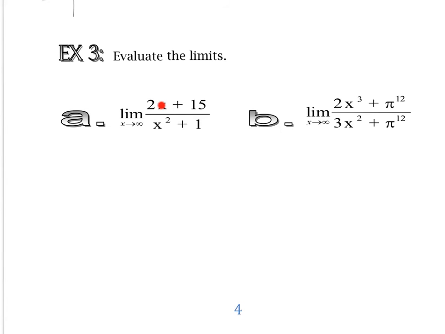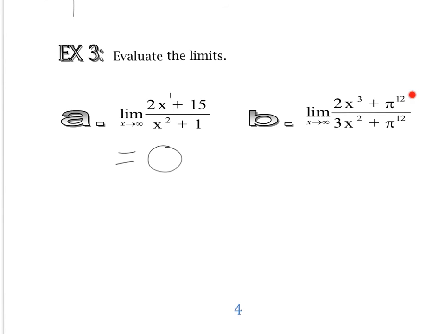First thing I notice is that this is a degree of 1, and down here there's a degree of 2. So that means the degree in the numerator is smaller than in the denominator. So when x approaches infinity, this is just going to equal 0. Pretty easy.